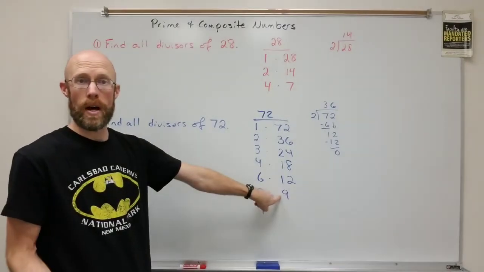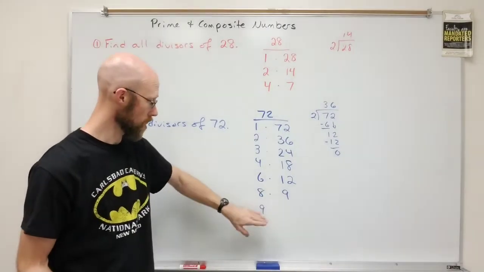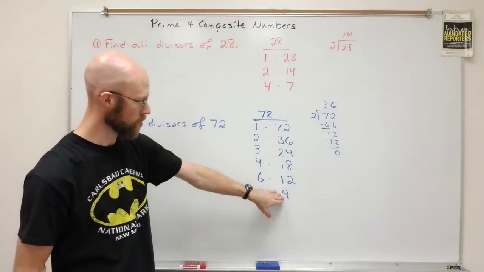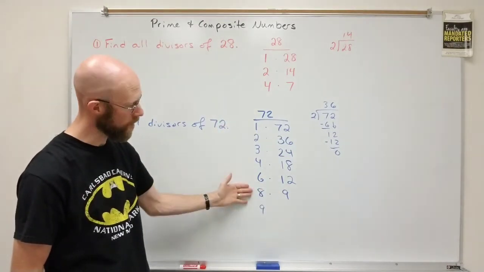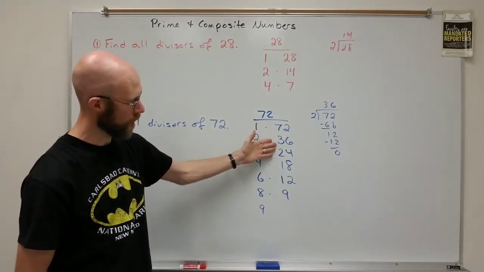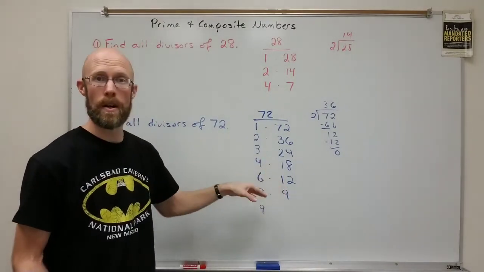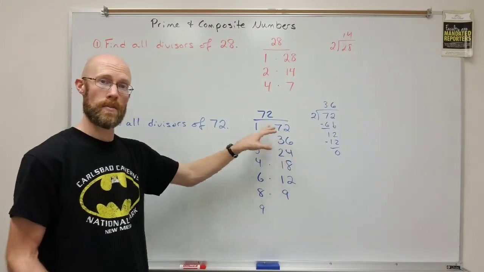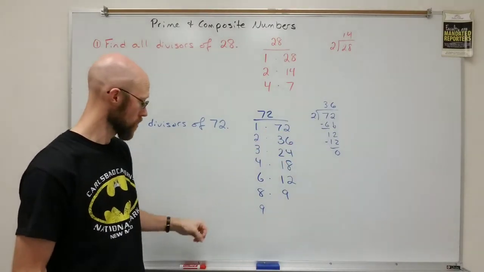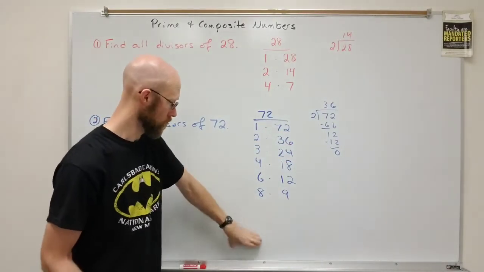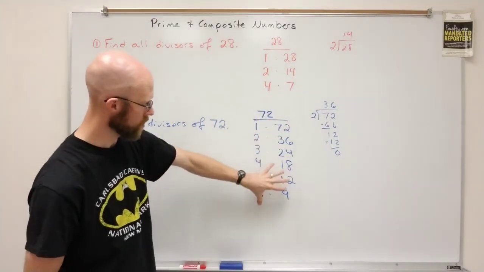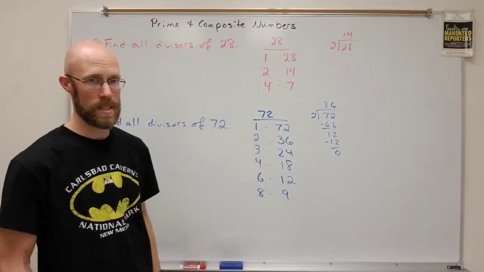And so I know I haven't missed anything because once I hit something on the other side, I know I've covered everything on the left, which means I would have had to cover everything on the right. So everything less than 9 is here, everything greater than 9 is here. Anything greater than 9 would have to pair up with something less than 9. So we know it can't. So at that point, we're all done. And this is the list of all the numbers that divide 72.